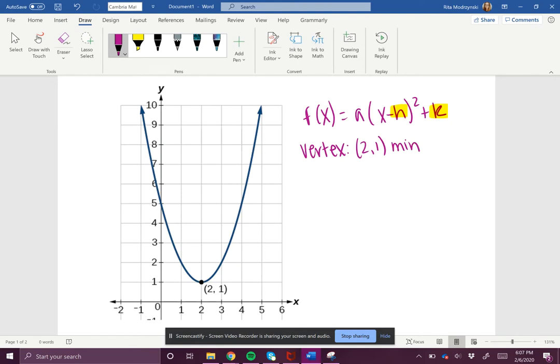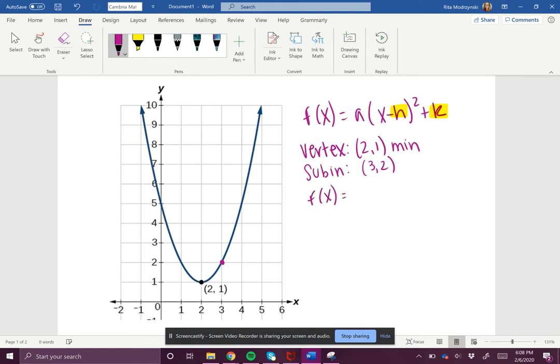In order to figure out what this equation is for this parabola, we also need to have a point to sub in as well. So you can pick any point on the parabola. I'm going to pick this one right here, (3, 2) in that case. But again, you can pick whichever point you want. It wouldn't matter. So let's go ahead and substitute our vertex in first.